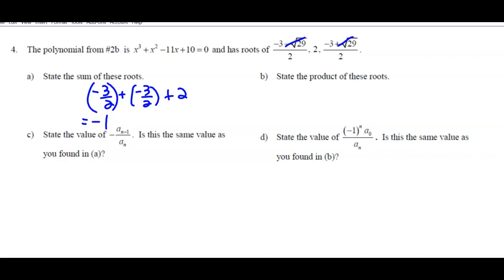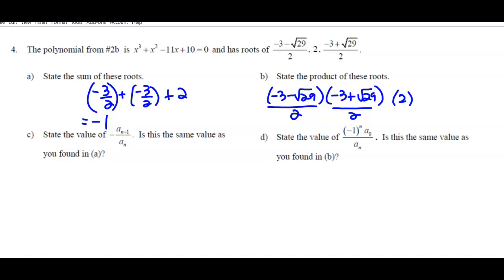Product, well, I would group these together. Don't do this times this. These are conjugates, these numerators, right? So negative 3 minus root 29 over 2, times negative 3 plus root 29 over 2, then times 2. Now those are conjugates.